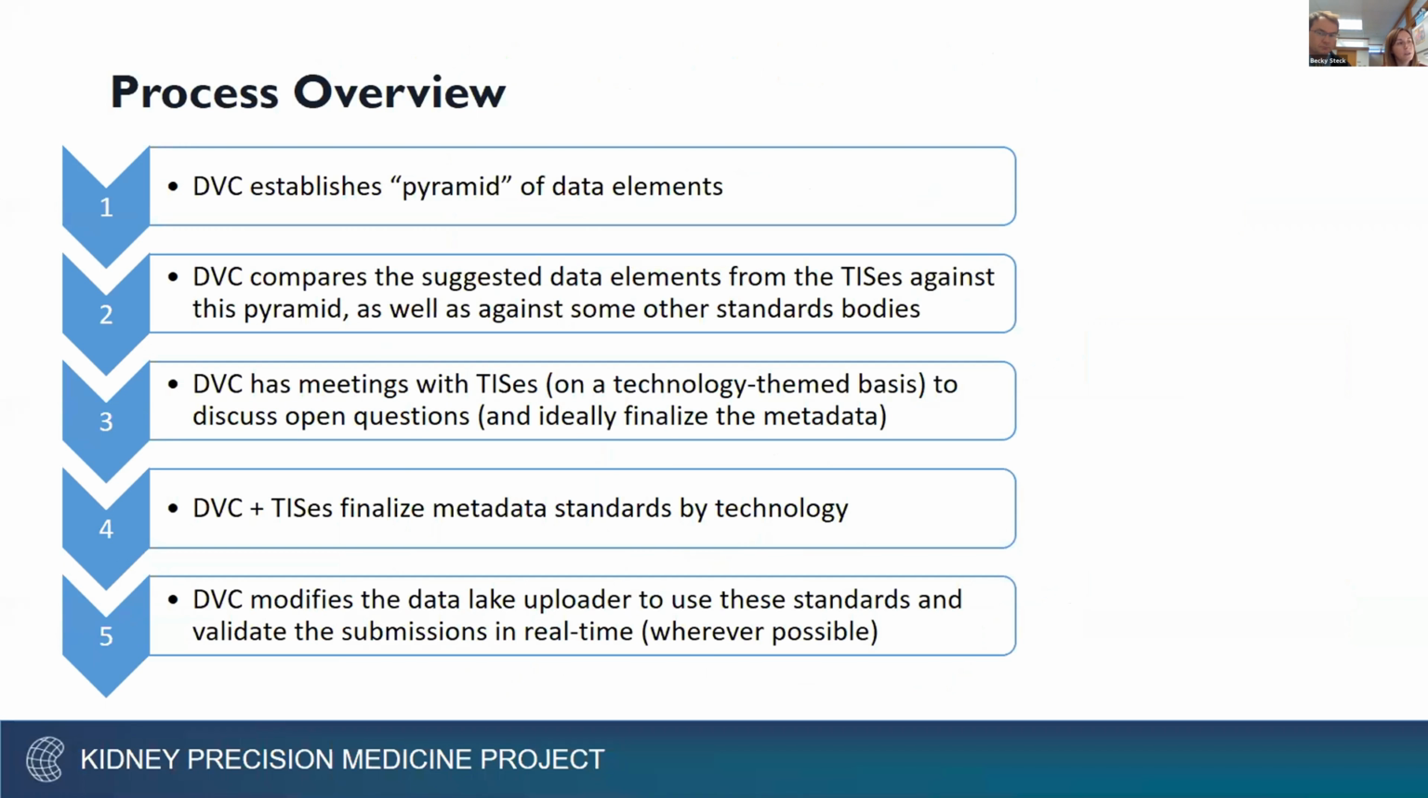So we started with the DVC team deciding what we call here the pyramid of data elements. Okay, what type of metadata needs to accompany? We need tissue processing data for certain types of our molecular experiments. We need analysis data. So we broke it into those major categories. Then we also have the TIS, that acronym is those tissue interrogation sites. So those are the performance sites doing the molecular analysis.